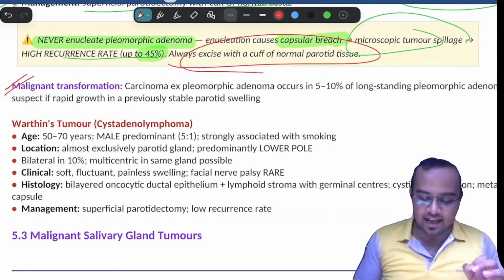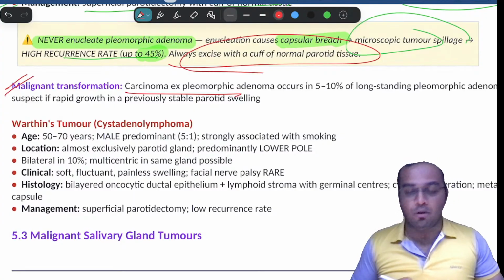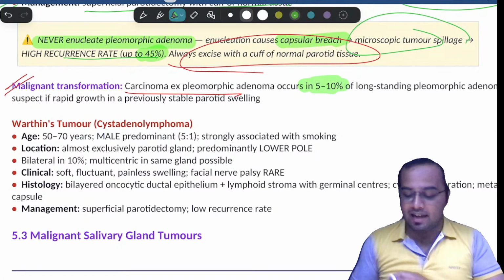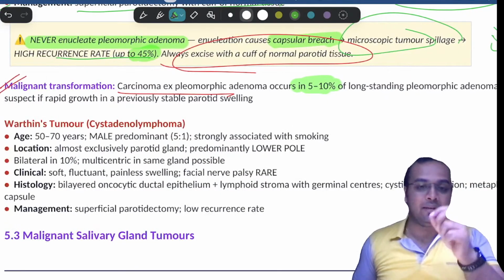Then malignancy can be formed. Carcinoma ex pleomorphic adenoma, if it is kept, 10 to 15% of the patients might have this malignancy, and it is going to be very rapidly growing.